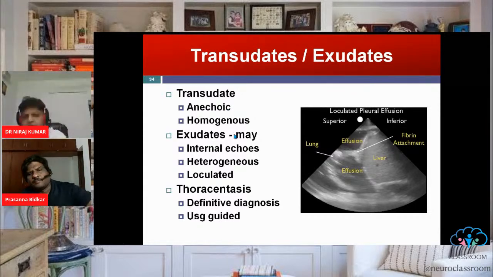And of course, you have to do thoracocentesis for the definitive diagnosis. And if you want to do thoracocentesis, ultrasound guided thoracocentesis is also a popular technique.